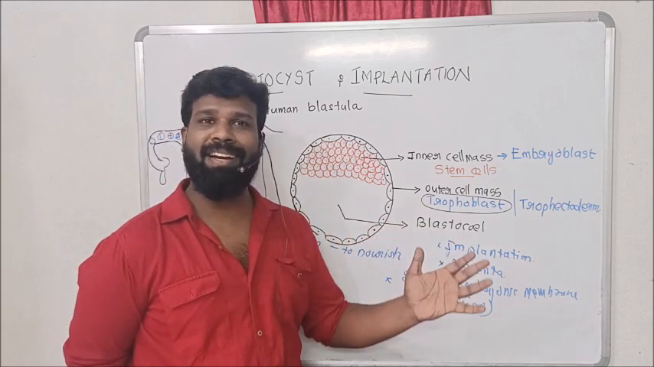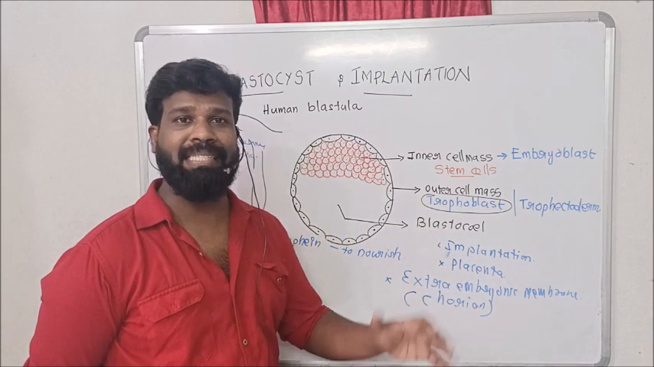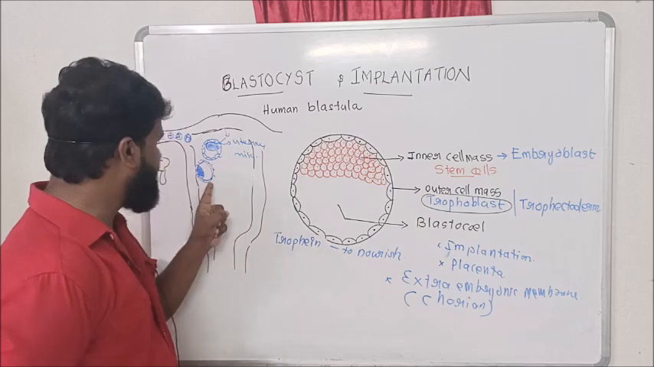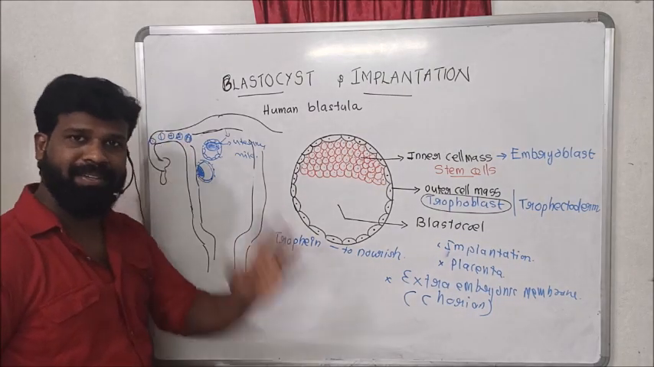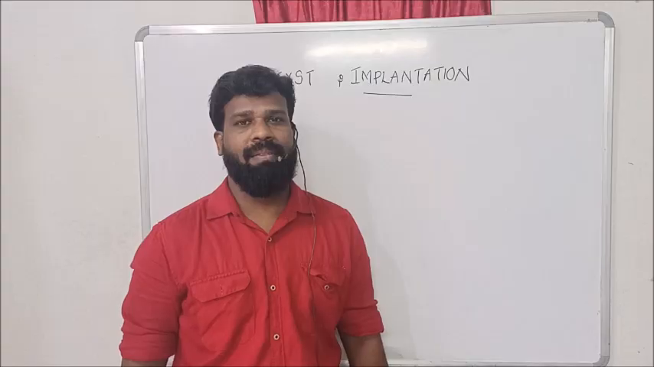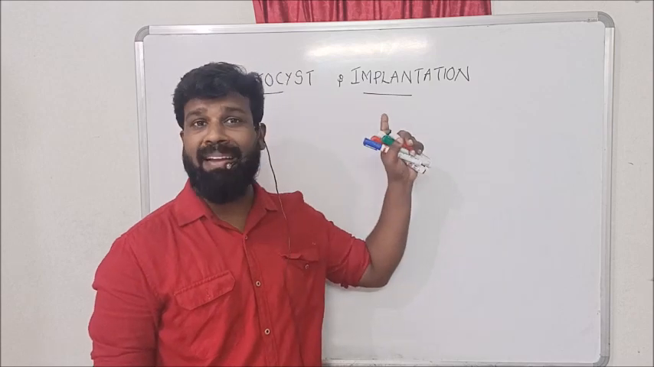This is the structure of blastocyst. And this blastocyst reaches the uterus and gets implanted. Next is implantation.